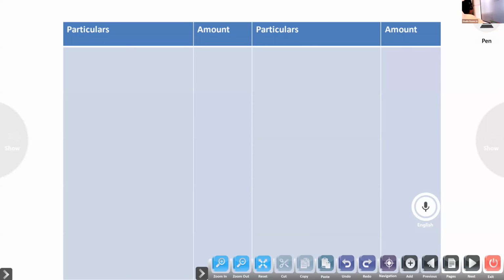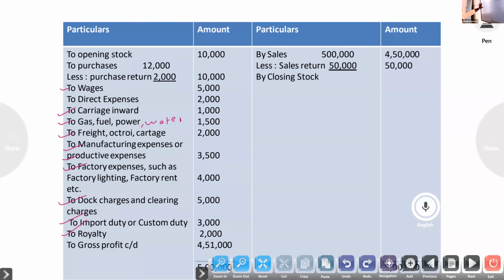Okay, I can't do anything. So first you look at... so now we will study the trading account. Then only we can do.